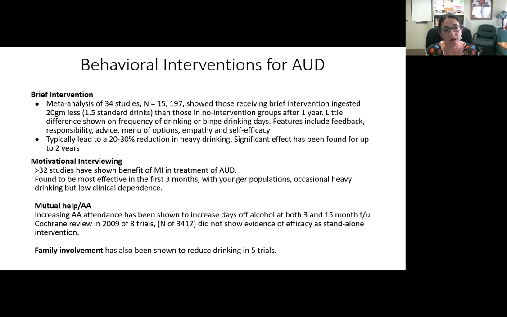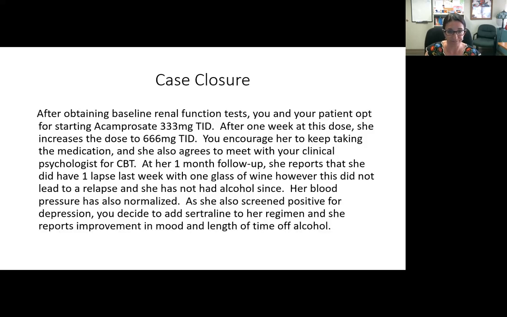And then certainly mutual help or AA groups. This has been shown to increase days off alcohol at both 3 and 15-month follow-up. However, the Cochrane review of 8 trials didn't show evidence of efficacy on its own as a standalone. And then family involvement, if this is possible, if this is a positive thing for your patient, being able to get their support can be very beneficial in some instances. So this has been shown to reduce drinking in 5 trials.